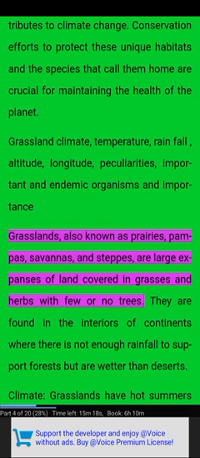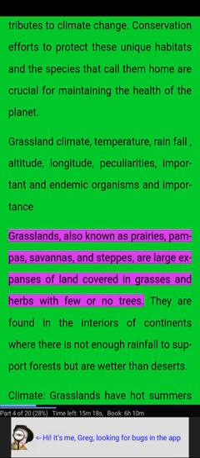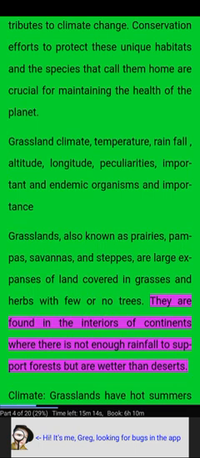Grassland: climate, temperature, rainfall, altitude, longitude, peculiarities, important and endemic organisms, and importance. Grasslands, also known as prairies, pampas, savannas, and steppes, are large expanses of land covered in grasses and herbs with few or no trees. They are found in the interiors of continents where there is not enough rainfall to support forests but are wetter than deserts.